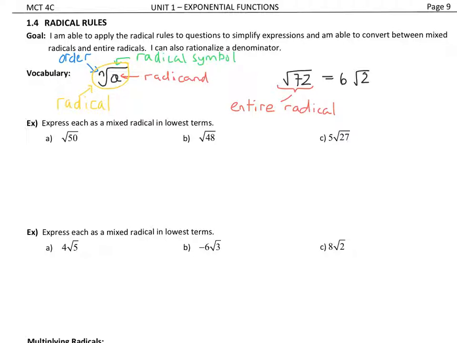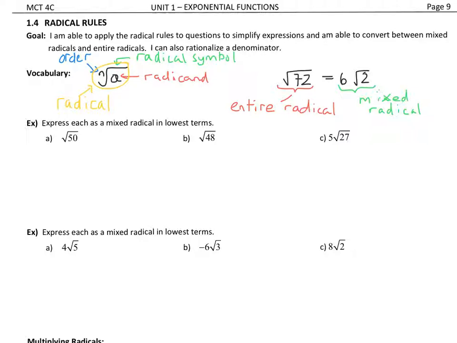Versus this one, which has part of it under the radical symbol, but part of it's not under, and so we call that one a mixed radical. Part of our learning goals is to be able to convert between mixed radicals and entire radicals, and we're going to learn how to do that right off the top. Because if we can do that, it'll help us apply the rules that we have to apply.